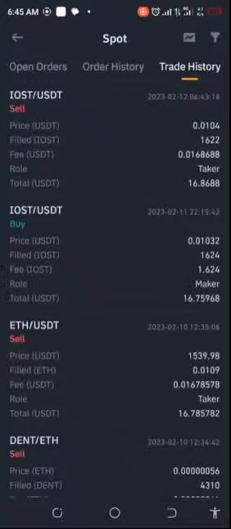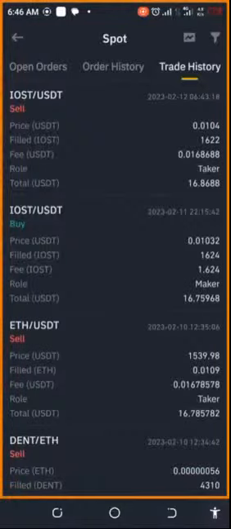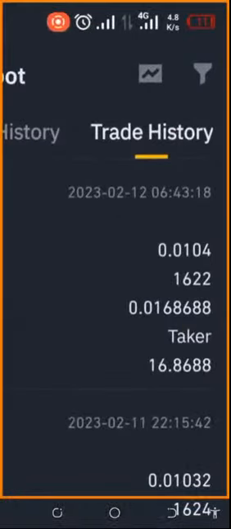So how long ago was this? Let's just check the difference in time. This was 11:22 p.m. And what I'm seeing here is 6:43. So sorry, not 11:22.